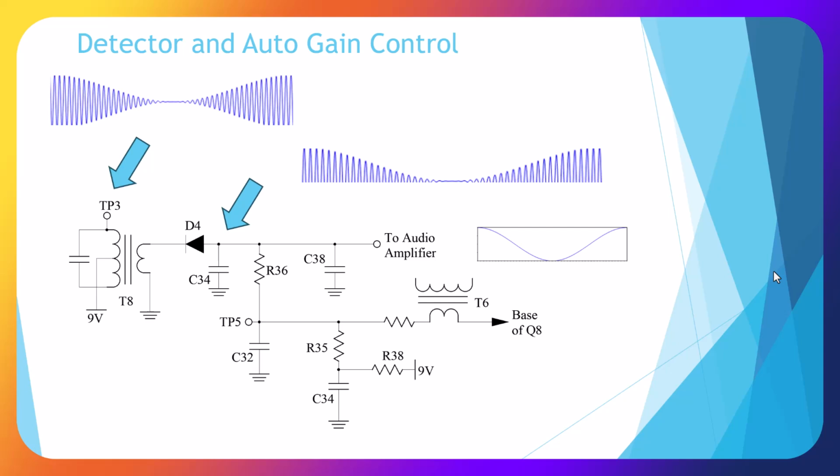Here's a real circuit from an Elenco AM radio, and this is the detector and automatic gain control. We pick up our modulated signal with intelligence from here, it goes through the diode, which blocks half of it. Then we filter out the carrier, and we get the audio signal out.